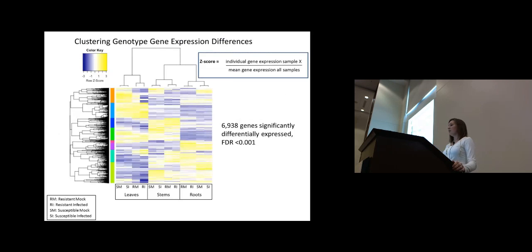And to answer our other questions, if they're expressing the same gene, are they expressing them at different levels, we use heat maps. So this heat map was made with almost 7,000 differentially expressed genes due to genotype, differences in the resistant and the susceptible. And this heat map is based on a z-score, which is individual gene expression of the sample compared to the mean gene expression of all those samples.